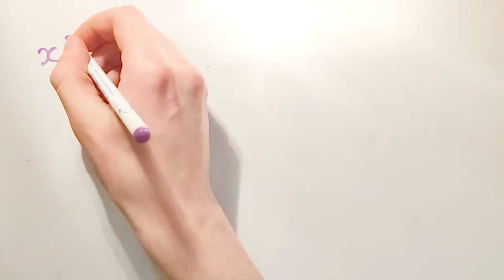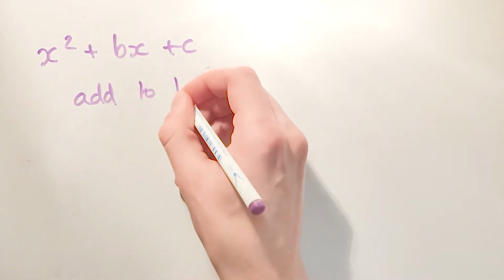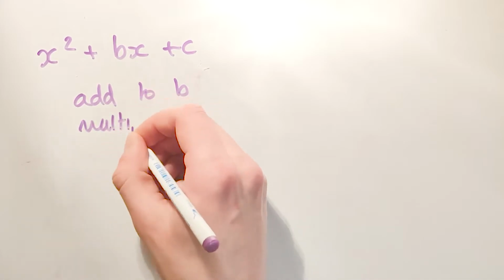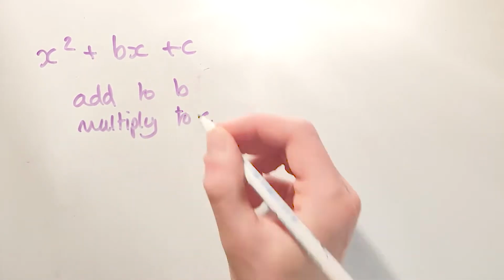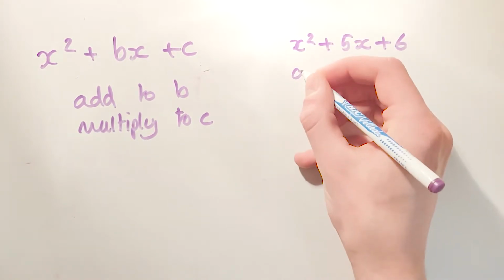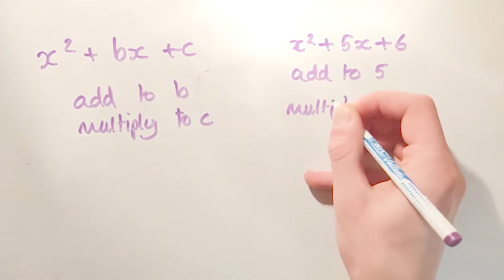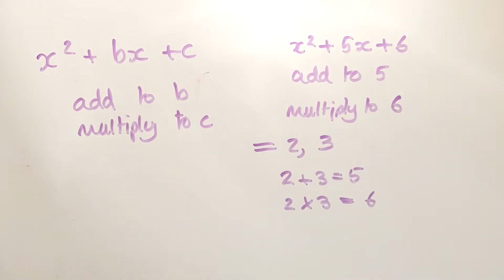So we have a quadratic x squared plus bx plus c. How do we factorise this into two brackets? Well, we've got to find two numbers that add to b and multiply to get c. Here's an example where b is 5 and c is 6. We need two numbers that will add to get 5 and multiply to get 6. In this case, it's 2 and 3. Then we can write them in brackets like this to fully factorise the quadratic expression.